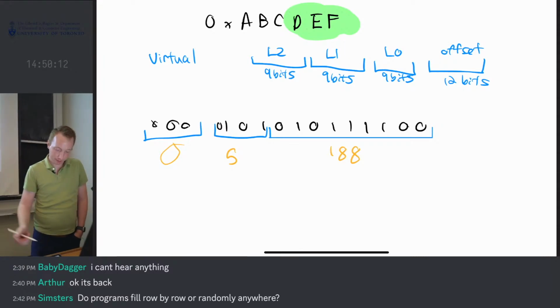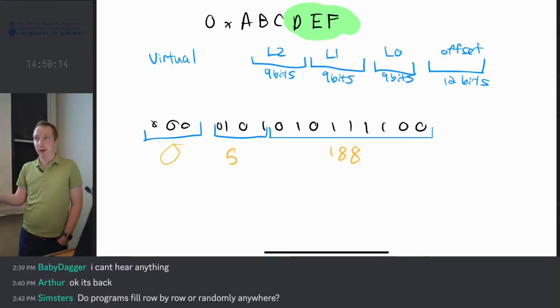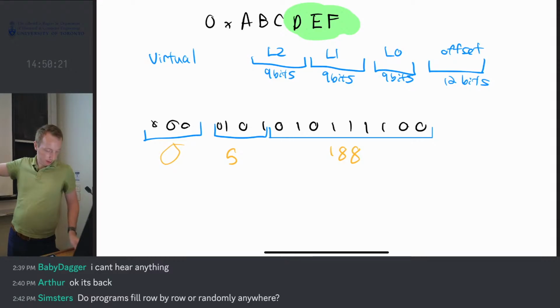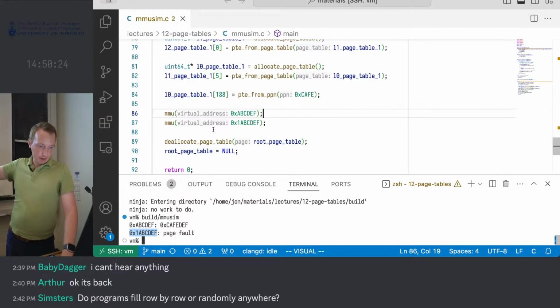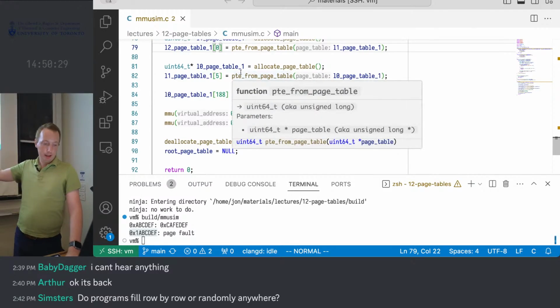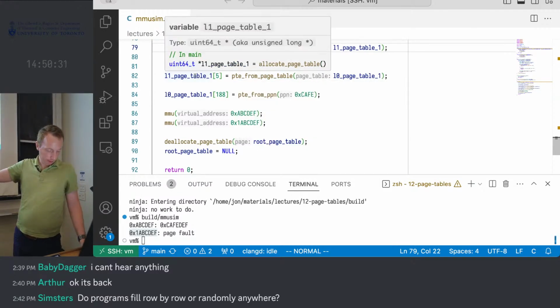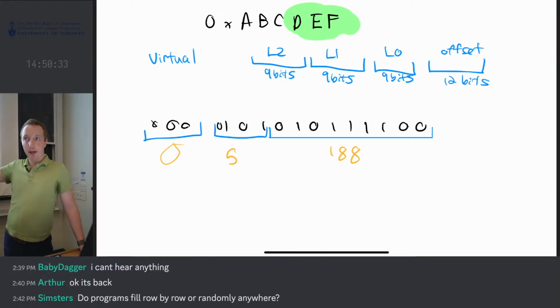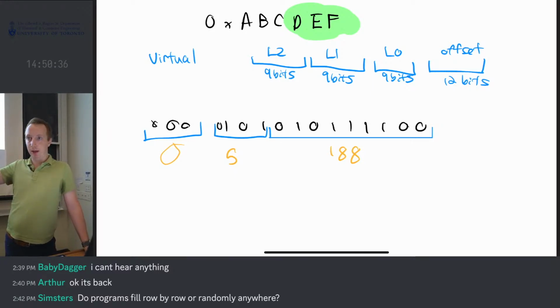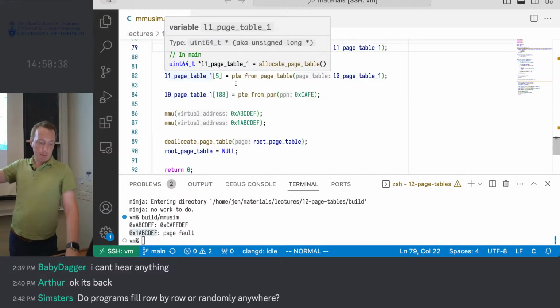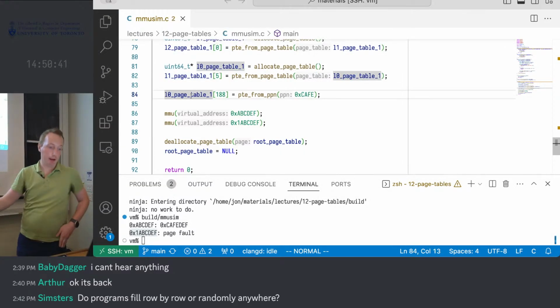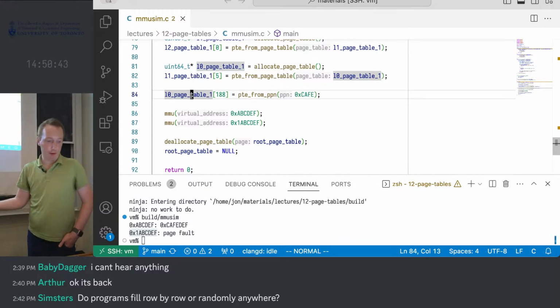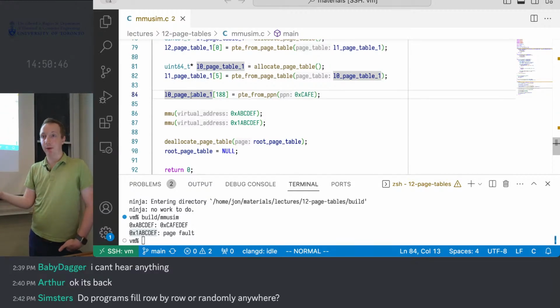So my L0 page table, that's where the MMU, like that was given to the MMU, and then how the MMU translated it, it looked for entry 0 in the L2 page table. So entry 0 points to L1, and then in L1, given this, it would have looked at index 5 to find the L0 page table. So it pointed to this page table, and then at 188, mercifully, it had an entry, so that's why I was able to translate it.